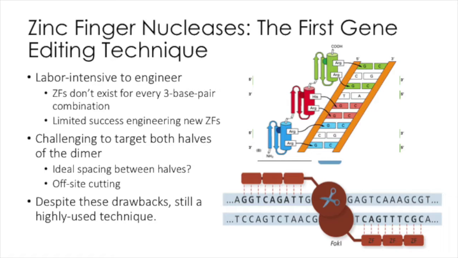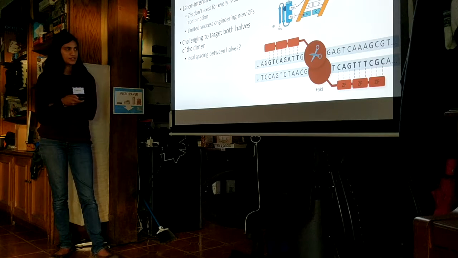And then it's also challenging to target both halves of the dimer. I read a lot of papers that were talking about what is the ideal spacing between these two halves of this protein. If you put them too close together, it won't cut. If you put them too far away, it won't cut. And this seemed to vary based on how big the sequence was that you were trying to bind. So it was a challenge to engineer. Each time it was a challenge to engineer.